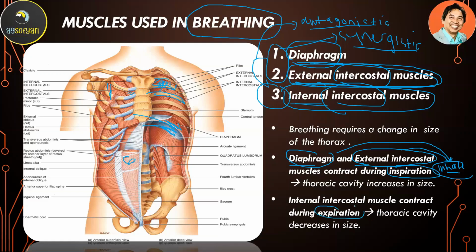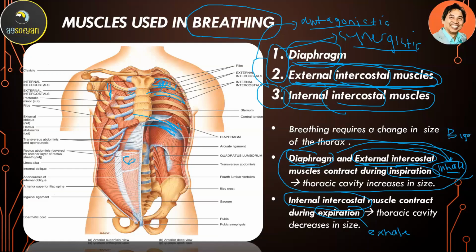During expiration, or exhalation, only one will be contracted. Which one is that? The internal intercostal muscle will be contracted. The other two, the diaphragm and external intercostal, will be relaxed. This is how we breathe. Now, what actually happens when we contract these muscles during inhalation? When we contract the diaphragm and external muscles, the thorax, the chest, will be bigger.